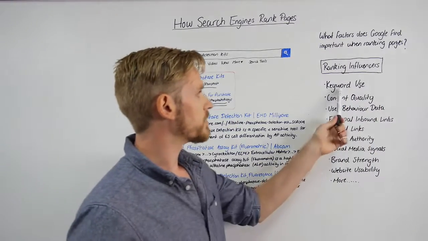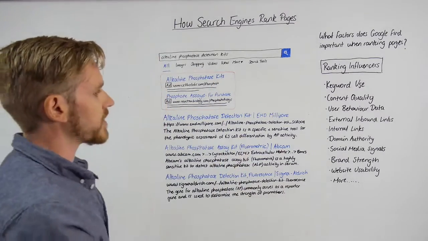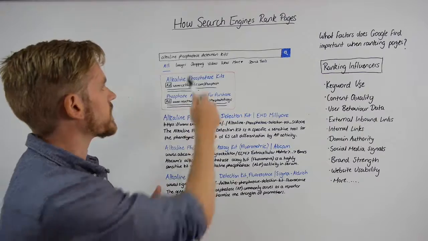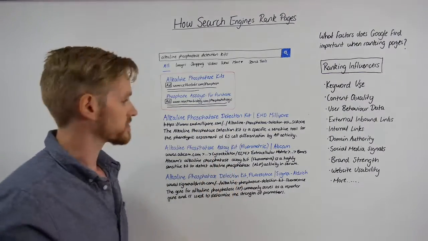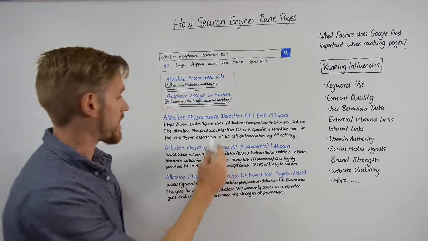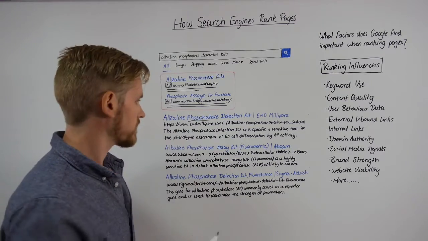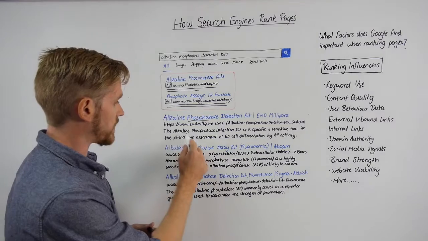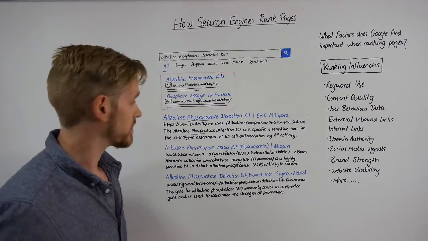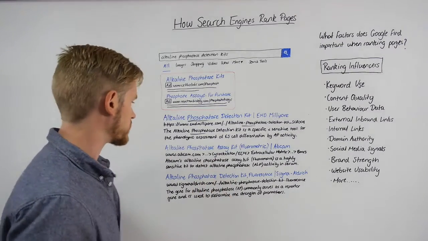The first one is keyword use. Are we using the keywords in the right places? With this search result page here, for alkaline phosphatase detection kits, that's the keyword. Is this being used in the right place in these search results? The answer is yes, that's why they're ranking. For Millipore, they have the keywords in their title element, which we'll discuss later in our video series, along with things like title elements and meta description. It's being mentioned in the meta description, and it's being mentioned in the URL, alkaline phosphatase detection kit. That's one of the reasons why this page is ranking first. It's got very good keyword use.